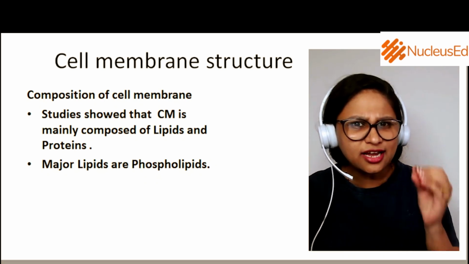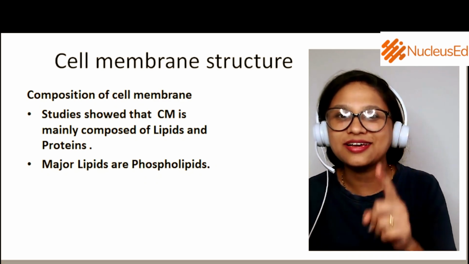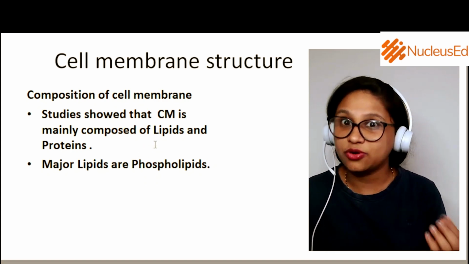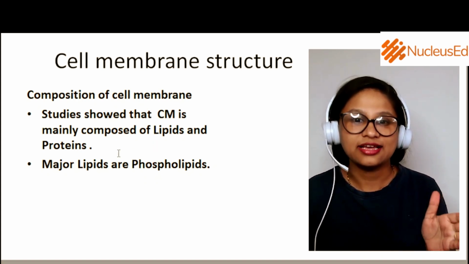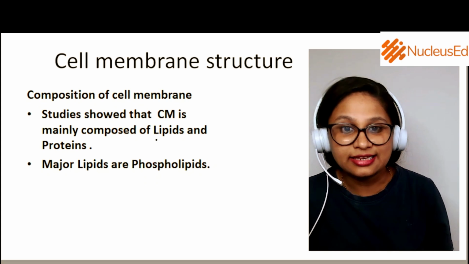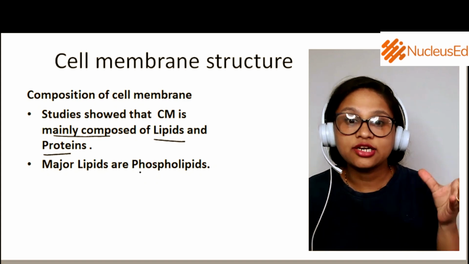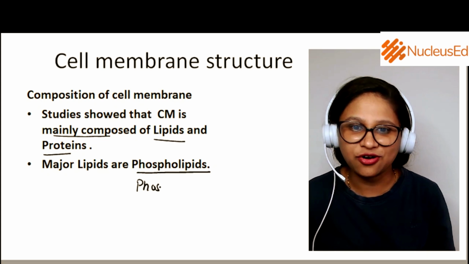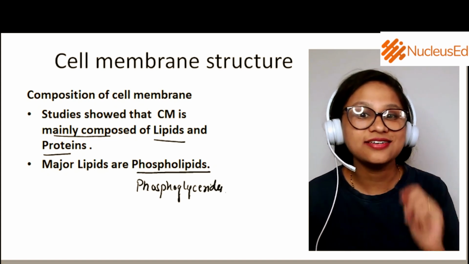And yes, if we are talking about the chemicals which are included in biology, then we are talking about the biochemicals or the macromolecules, which include lipids, proteins, carbohydrates, right? In the same way, in cell membrane there is the presence of lipids and proteins mainly. These lipids include phospholipids, and especially the major quantity of phospholipids are phosphoglycerides present in the cell membrane.